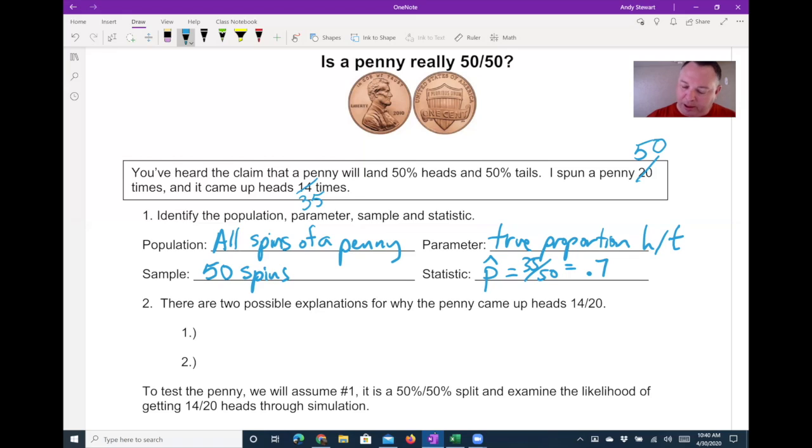And then we're going to change this. This is not 14 out of 20. This is going to be 35 out of 50.